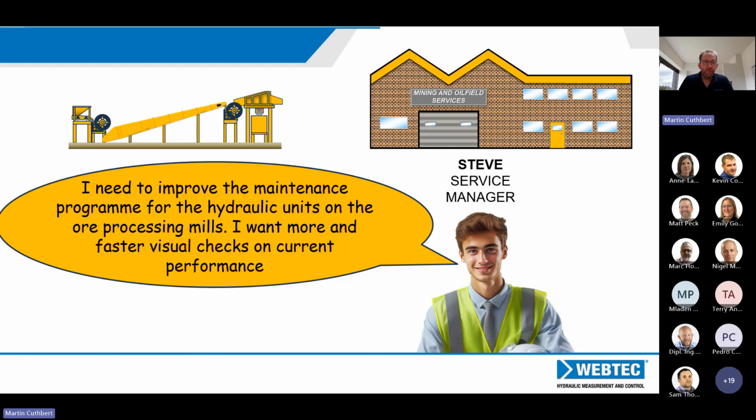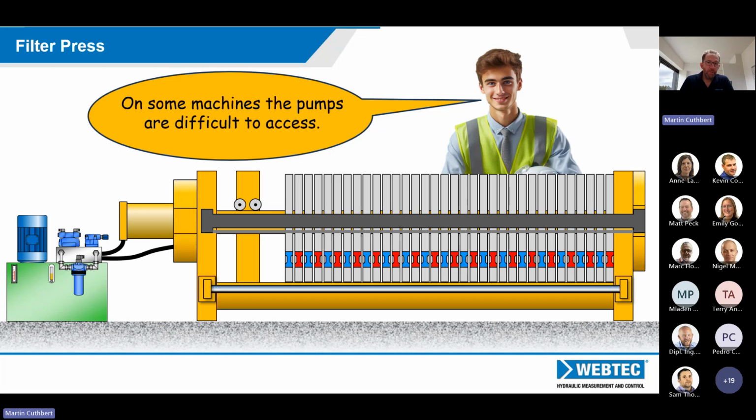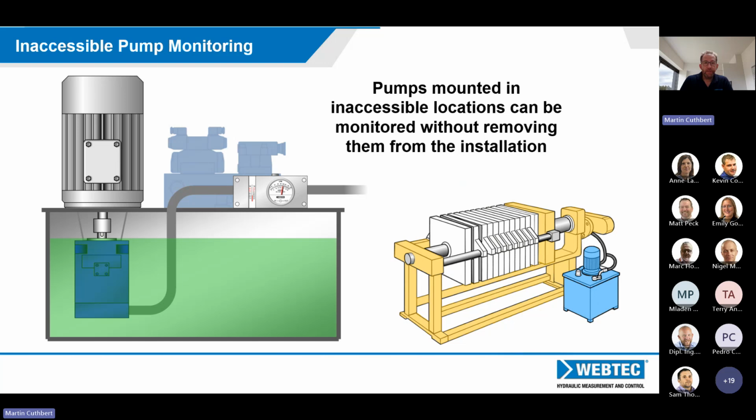This describes it here. To improve the maintenance program for the hydraulic units on the ore processing mills, we want more and faster visual checks of current performance. And so often the challenge around the plant is that on some machines the pumps are difficult to access, which means that inevitably those ones don't get looked at very often. If they're mounted in inaccessible locations, they can be monitored without removing them from the installation.